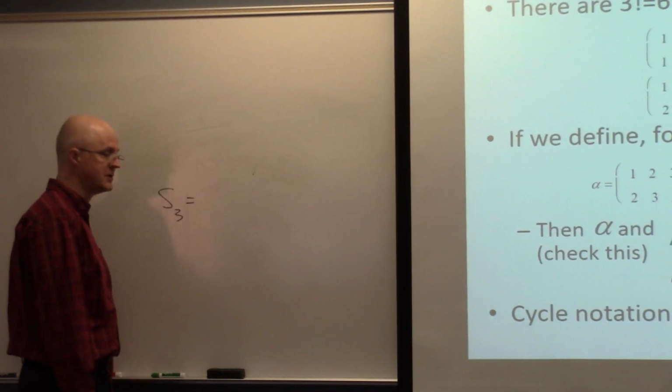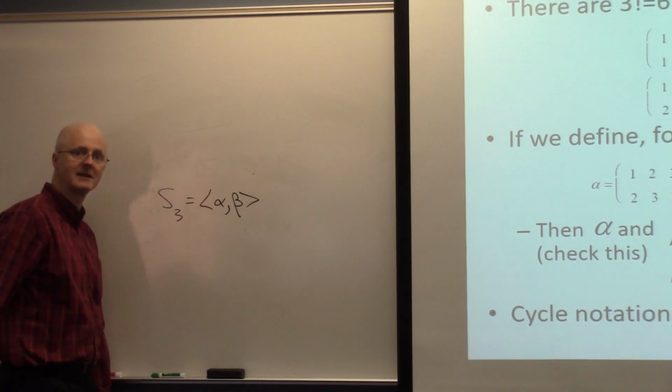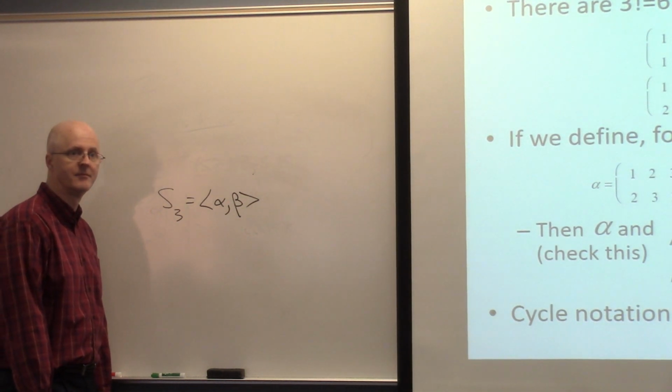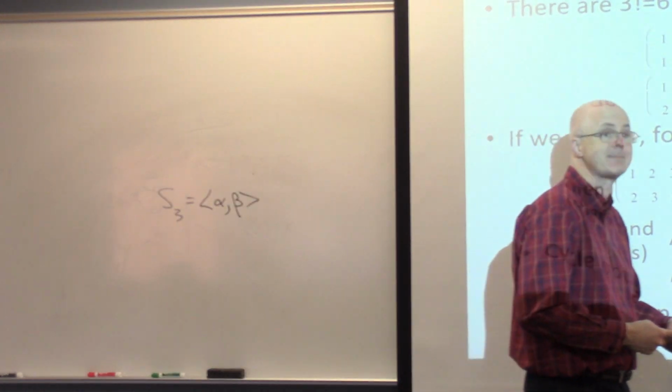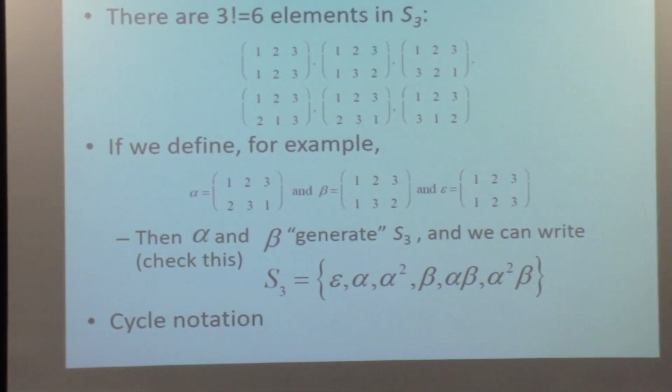you could say alpha and beta are generators. You could write this kind of thing. Use the pointy brackets like that, but not just with one element inside, but with 2. It's analogous to S3 being spanned by alpha and beta, thinking with our linear algebra analogy.